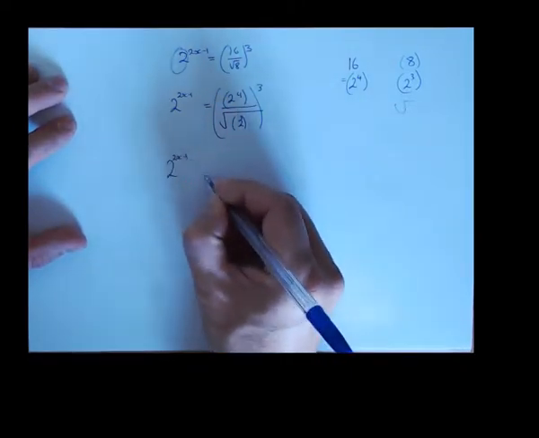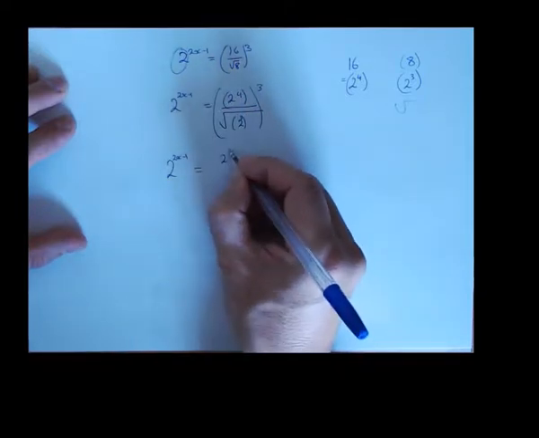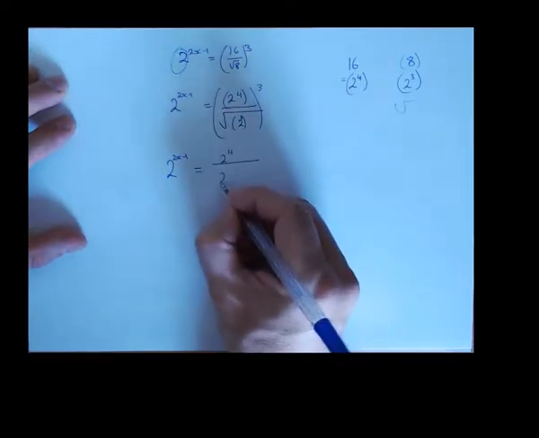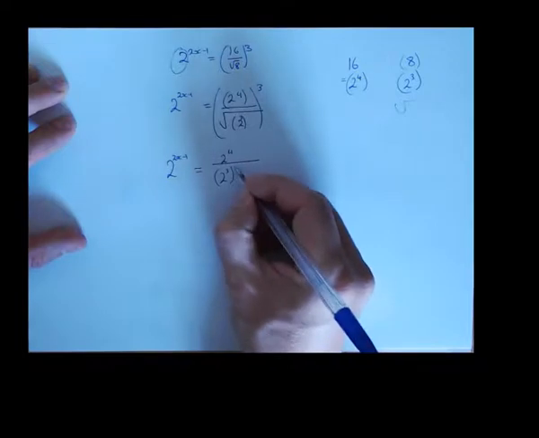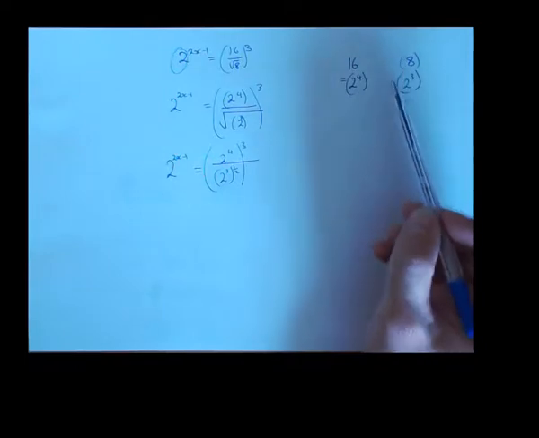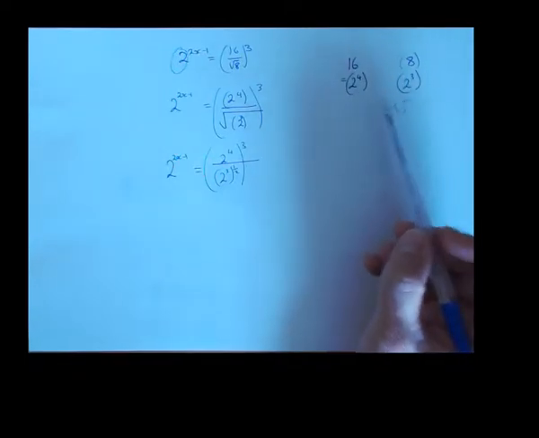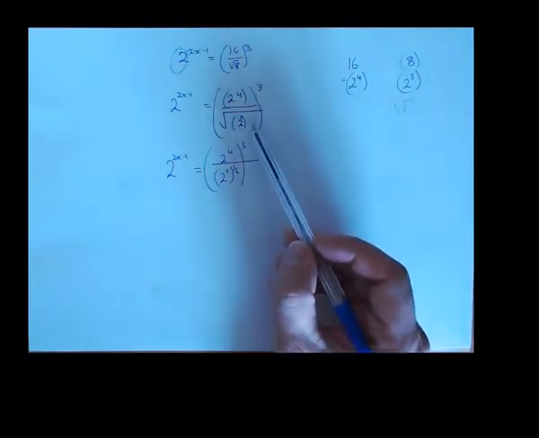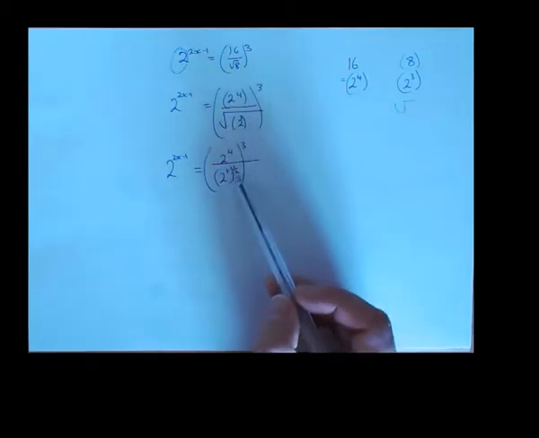2 to the power of 2x minus 1 is equal to (2 to the power of 4 over (2 to the power of 3) in brackets to the power of a half), and now this whole thing is to the power of 3. So let's look at what we did here. We replaced 16 with 2 to the power of 4. We replaced 8 with 2 to the power of 3. And when we had replaced those, then we looked at the square root and replaced that with a power of a half.